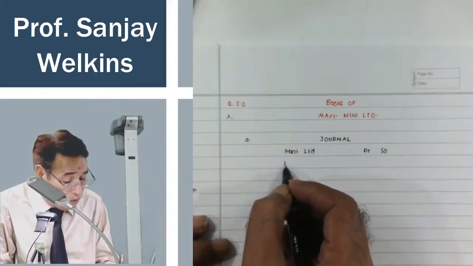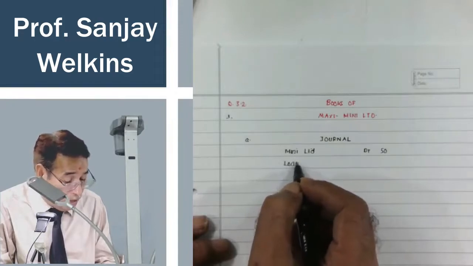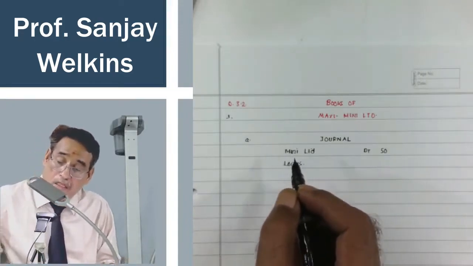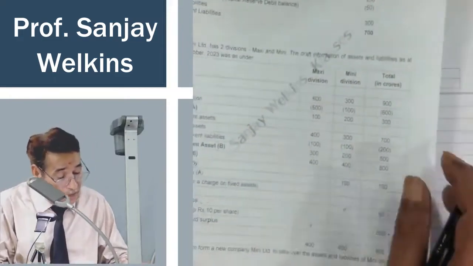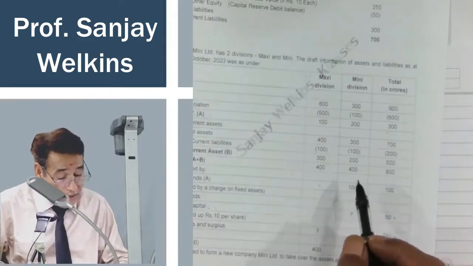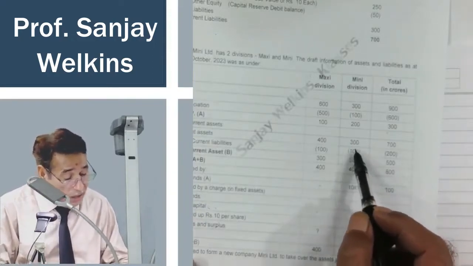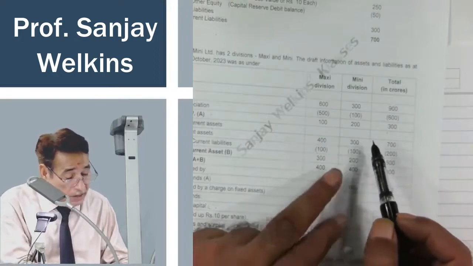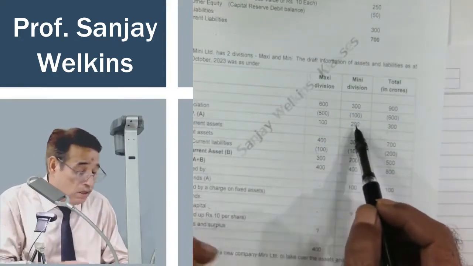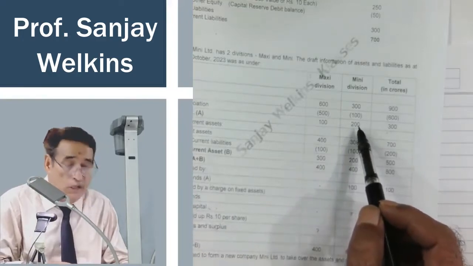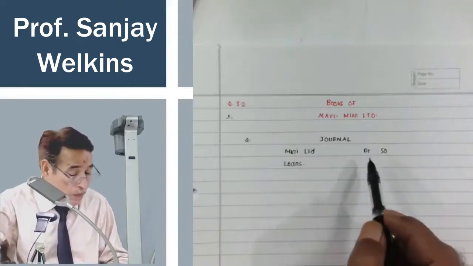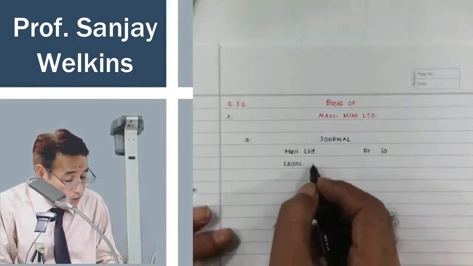Now we will take into account all the liabilities. As far as liabilities of Mini Division are concerned, we can find one is loan funds 100 and there is current liability 100. Besides these two liabilities, current assets are 300 and written down value of property, plant and equipment is 200. So we have to keep track of these four items to pass this entry. Loan funds.